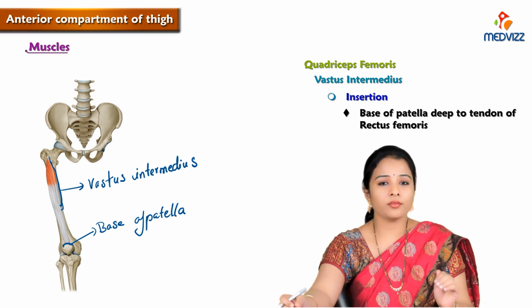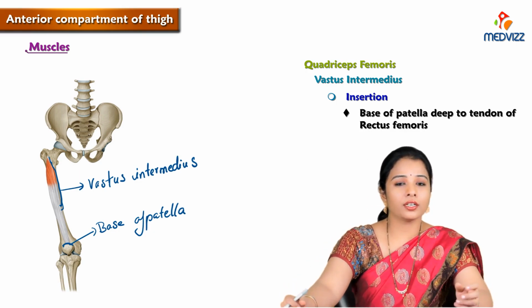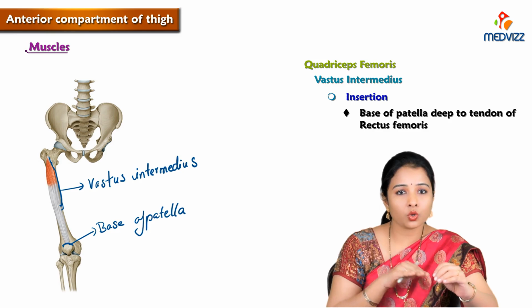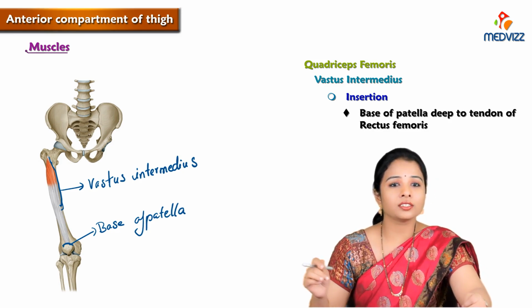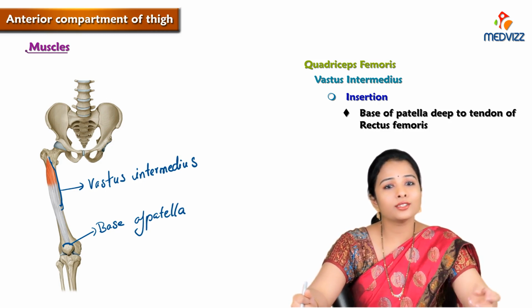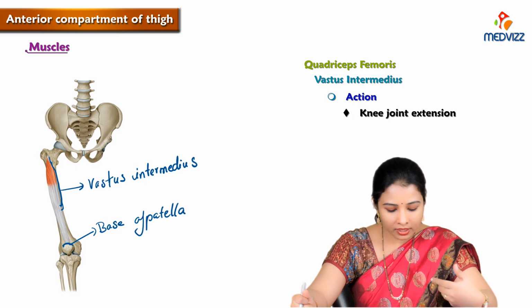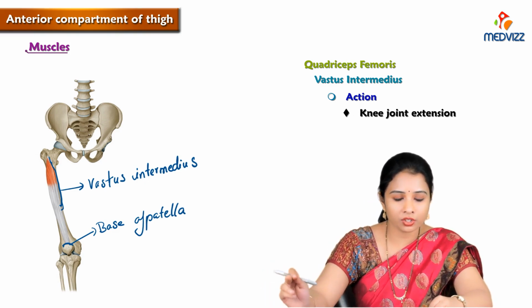So you can see the vastus intermedius in a dissected cadaver only when you remove the rectus femoris. When you lift the rectus femoris, the muscle which is closely in contact with the anterior surface of the femur is the vastus intermedius muscle. It is also supplied by the posterior division of the femoral nerve and we can see it crosses only the knee, so it helps in the extension of the knee joint.